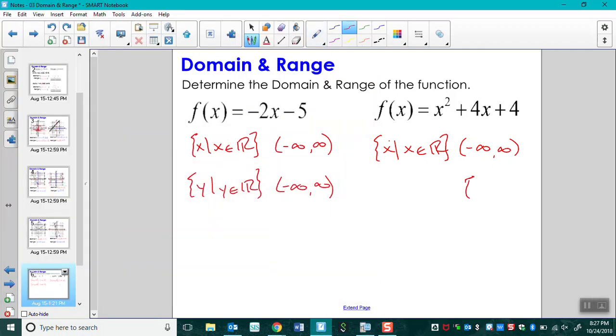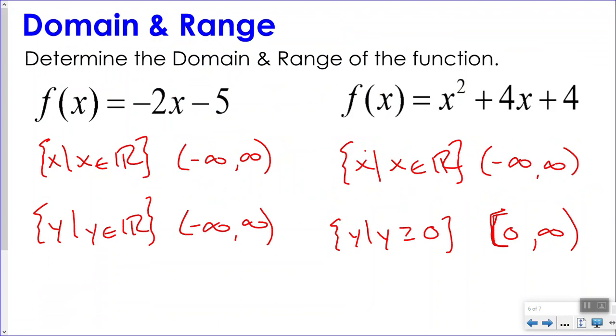And now we're going to include the square bracket, because that point is included in our graph. So we have 0 to infinity. And my range is the values of y such that y is greater than or equal to 0. So anytime you're given a function rule and you're asked to find the domain and range, plug it into the graphing calculator so you can get a picture of what it looks like.